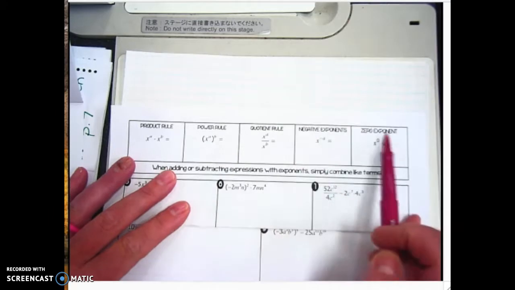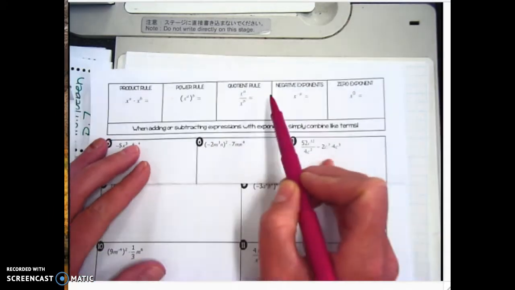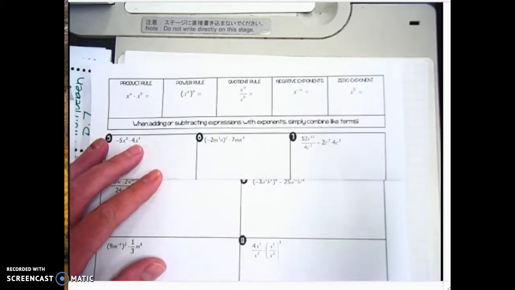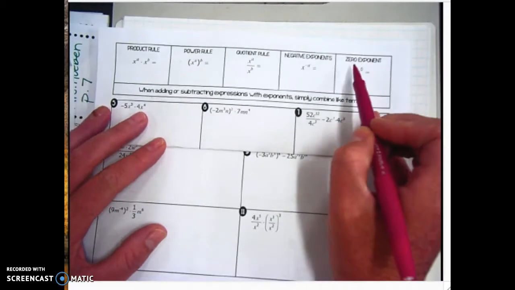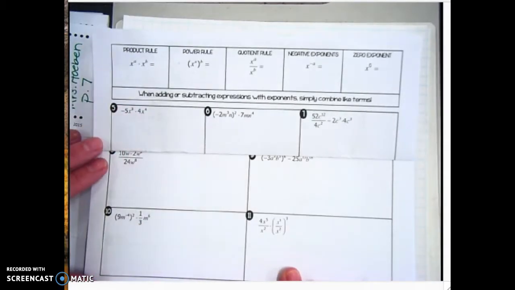So on the exponent page, up at the top, the first thing it starts with is the rules for exponents. So you have the product rule, the power rule, the quotient rule, what happens when you have negative exponents, and what to do when you have a zero exponent. So this is like a little cheat sheet up at the top, and then down here is some problems, all right?